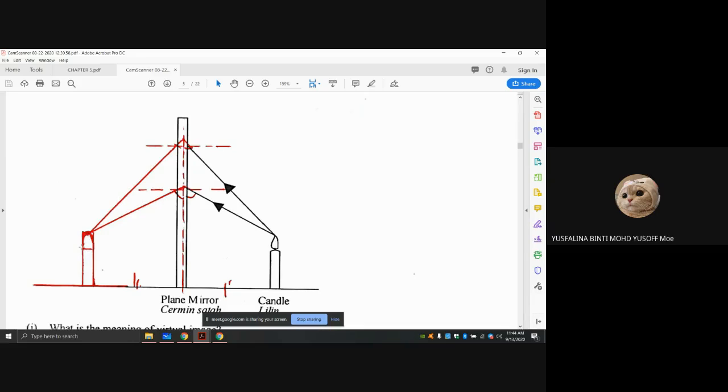Then you just draw the image here, and you can see the distance of the object here is equal to the distance of the image here. So this is how you draw the image for the plane mirror.